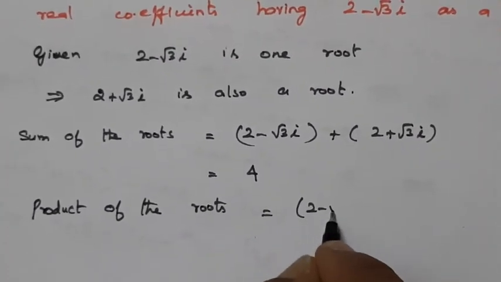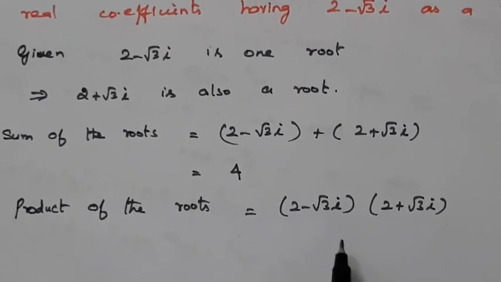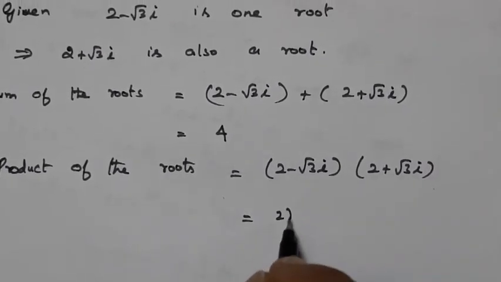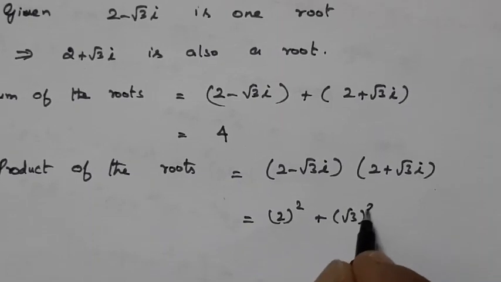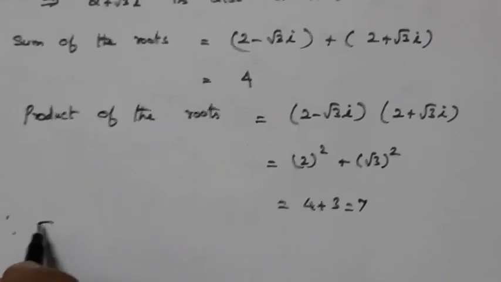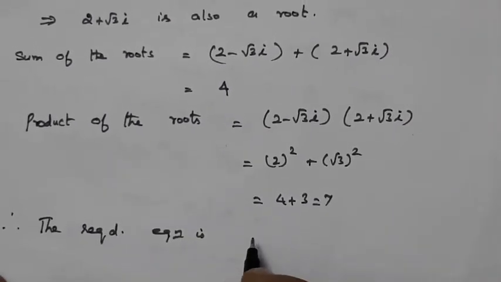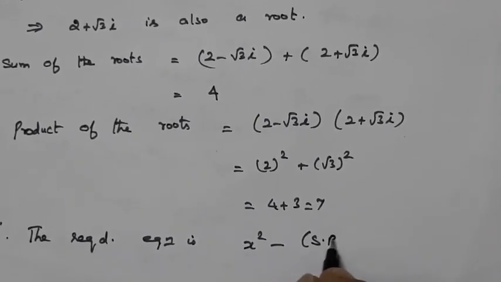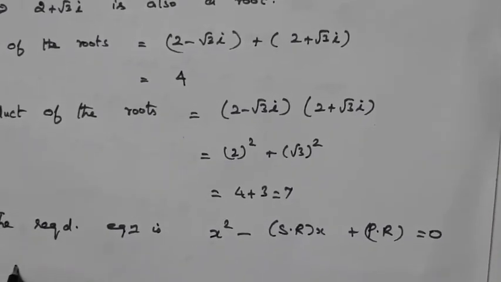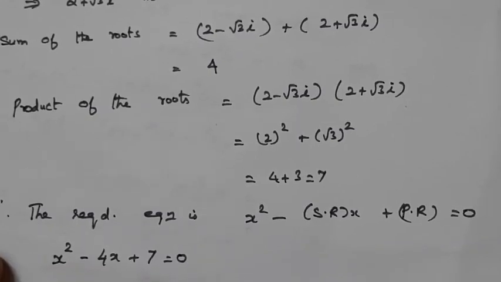Product of the roots is (2 minus root 3i) into (2 plus root 3i). So they are conjugate to each other. Therefore it is real squared plus imaginary squared, that is 2 squared plus root 3 whole squared, that is 4 plus 3, which is equal to 7. And therefore the required equation is x squared minus (sum of the roots) into x plus product of the roots is equal to 0. So that is x squared minus 4x plus 7 is equal to 0.